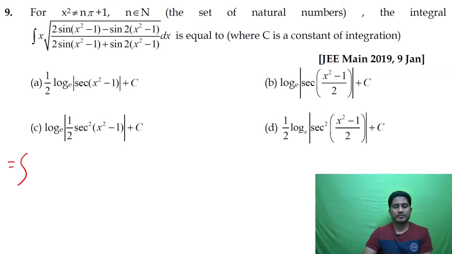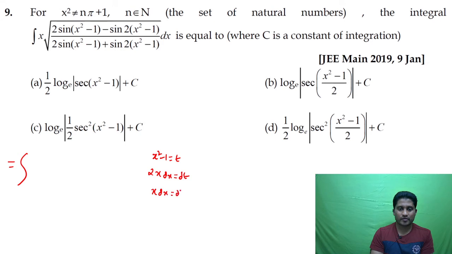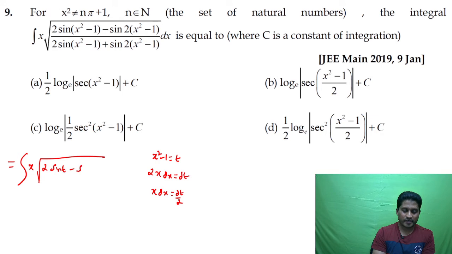Okay, now if I look into the question, based on the observation, substitution, I'm going to put x square minus 1 equal to t. If I differentiate, I'll get 2x dx is equal to dt. Okay, and then further x into dx is equal to dt upon 2. Isn't it, guys? So this becomes x into root of 2 into sin of t minus sin 2t upon 2 sin t plus sin 2t, and x dx is equal to half of dt. Half I'll take outside, and then I get dt.